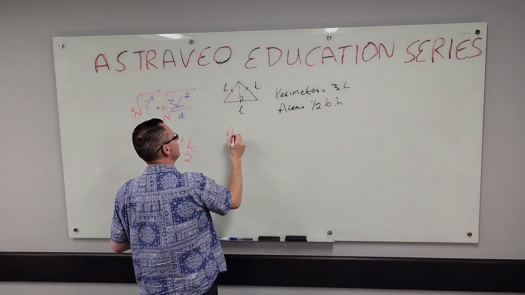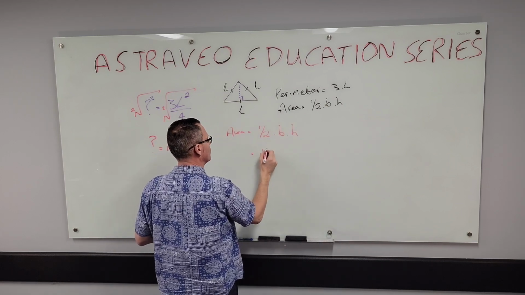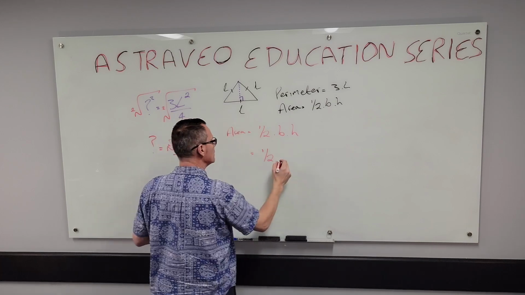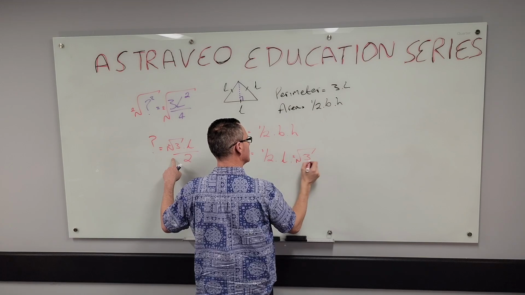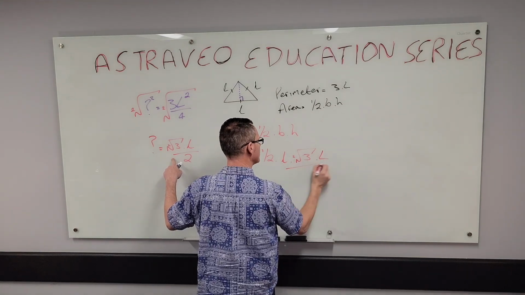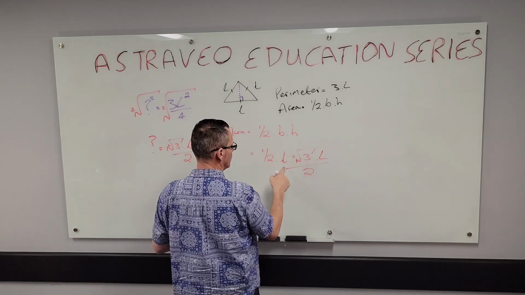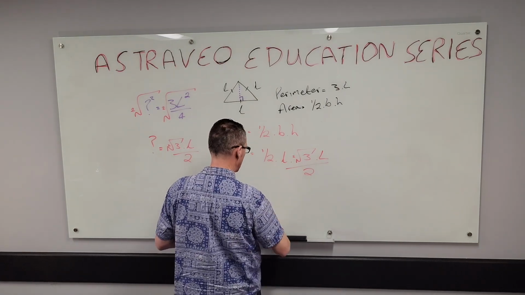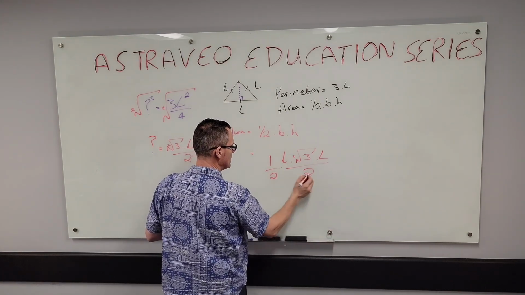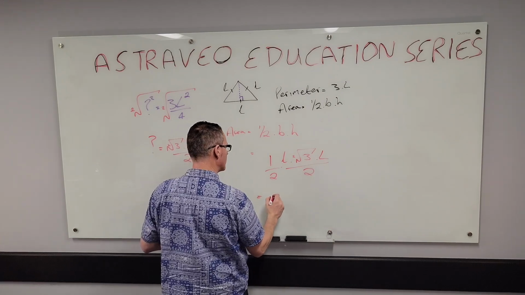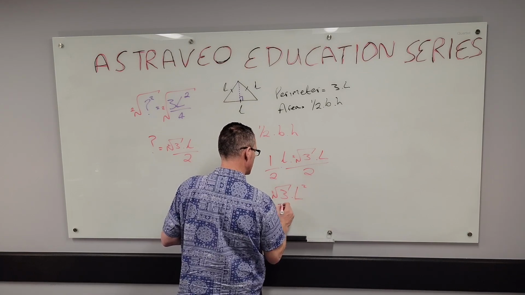We have area equals 1/2 times the base times the height. We have 1/2. The base is just L, and the height is the square root of 3 times L, all divided by 2. Well, L times L is L squared. 1/2 is really 1 divided by 2. Now these two 2's can multiply, so we end up with square root of 3 times L squared divided by 4.